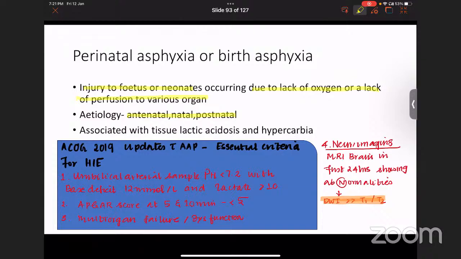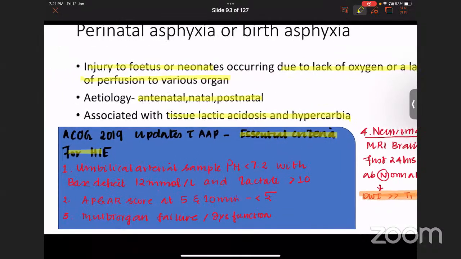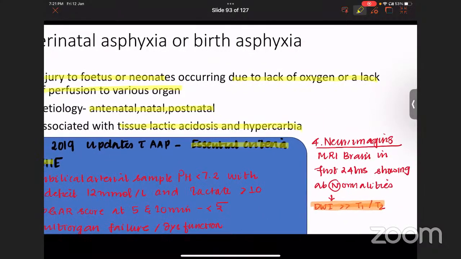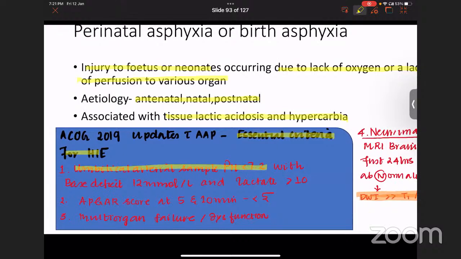And it is always associated with tissue lactic acidosis and hypercarbia. So what are the guidelines or the essential criteria to say the child is suffering from HIE? HIE, not HIV, sorry. The first is an umbilical arterial sample pH less than 7.2 with base deficit of 12 millimole per liter and lactate more than 10. You take the umbilical arterial sample as soon as birth, or if you fail to take it, you can also take an umbilical venous sample at birth, that is a cord sample. If you fail to take the cord sample from either umbilical artery or umbilical vein, you can take a sample from the peripheral vein of the baby, which should be taken within 1 hour of life, not more than 1 hour.